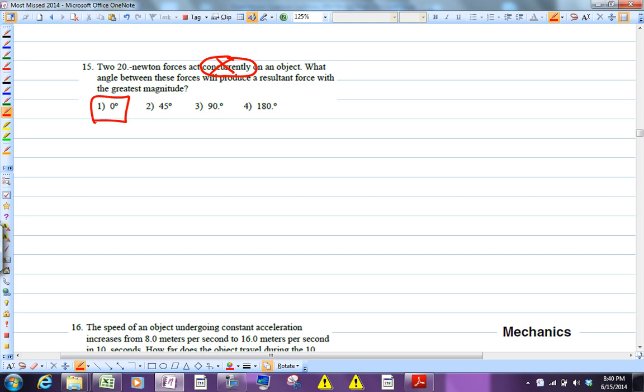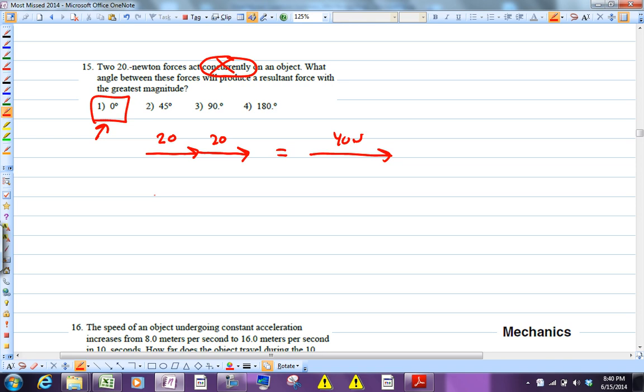Really, when you have two forces, this is a vector question. When you add those vectors, and this comes up again and again in this problem set, I noticed you guys struggled with this. When you have two vectors, let's say they're two 20-newton vectors, the biggest magnitude you can get is when they're facing the same direction. In other words, when the angle between them is 0 degrees. So if this is 20 newtons and this is 20 newtons, that is going to give you 40 newtons.